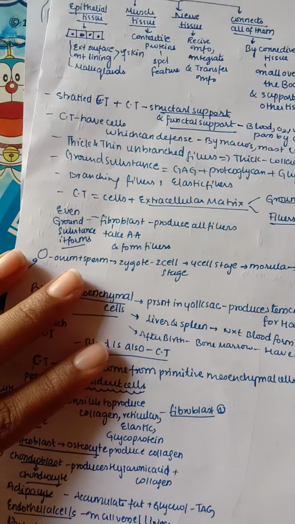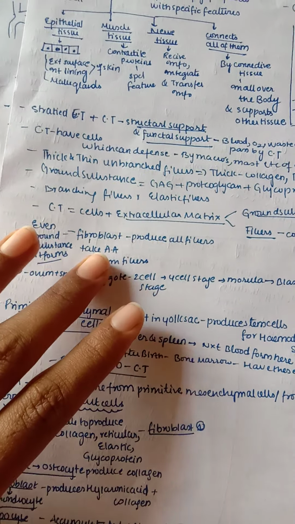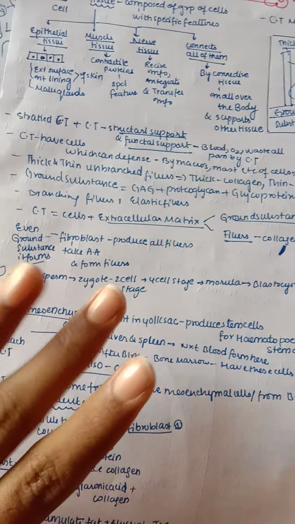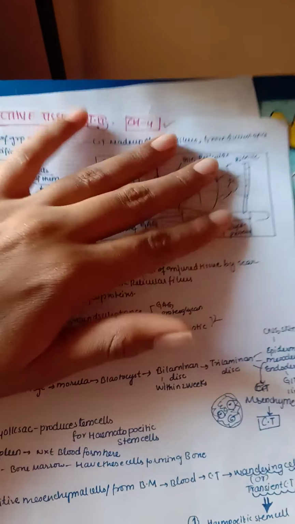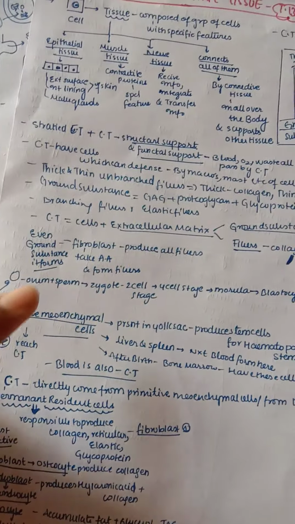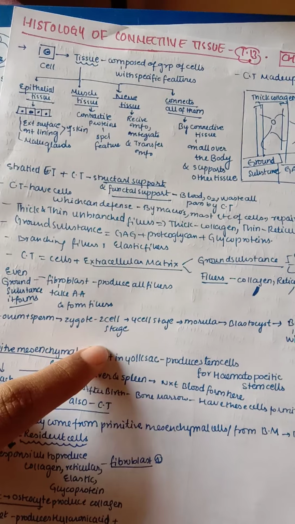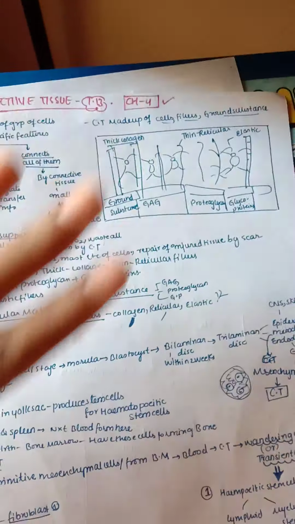Even the ground substance is mainly formed by the fibroblasts, and fibroblasts take the amino acids and form the fibers. So fibroblast is the creator of all this connective tissue. The main component of this connective tissue is the fibroblast, which forms the ground substance, forms the fibers and also provides support to the connective tissue.